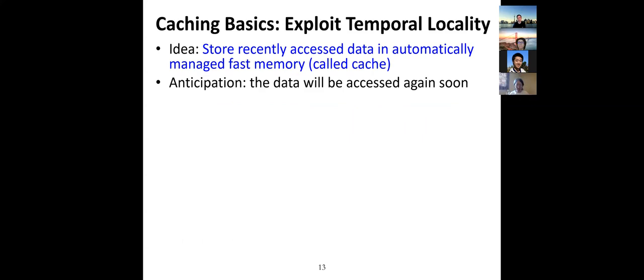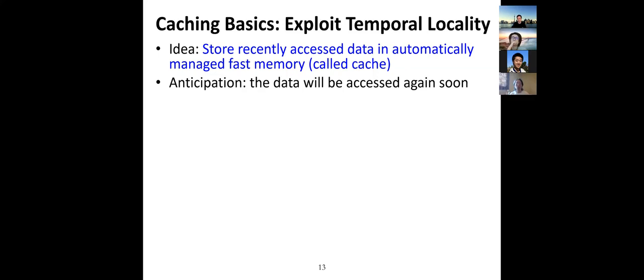And the first thing is so-called temporal locality. So what is temporal locality? The idea here is to store recently accessed data in automatically managed fast memory called the cache. And the anticipation is that the data will be accessed again soon. This is why it's called temporal. The observation is that we write code where the data is not randomly accessed across all memory. If that were the case, the caching idea would never work.